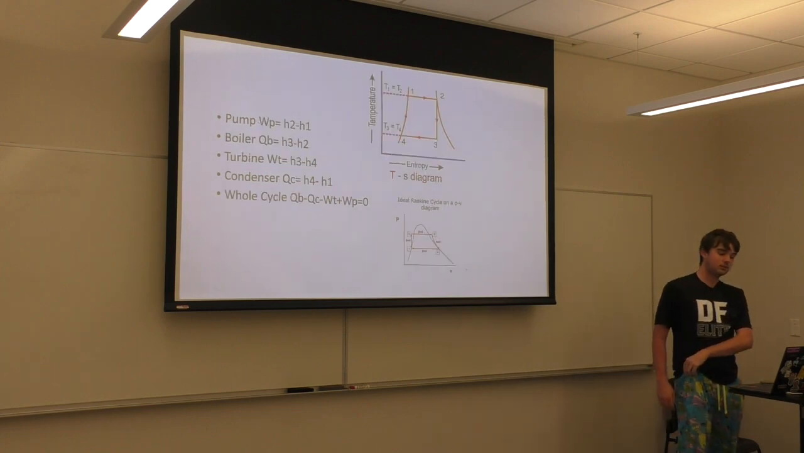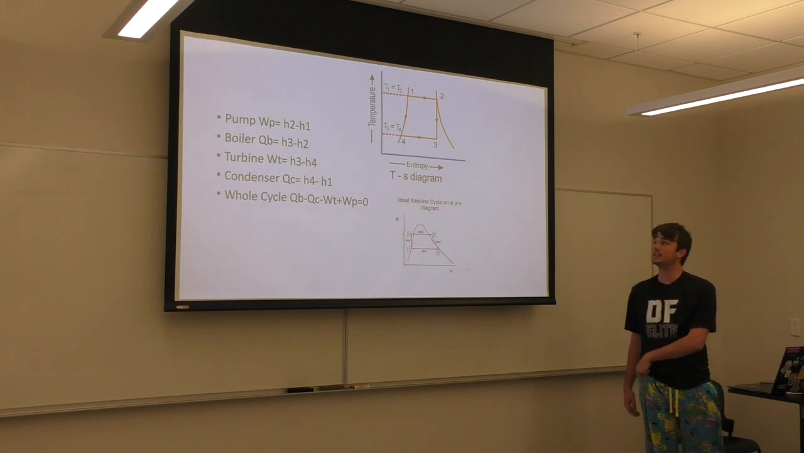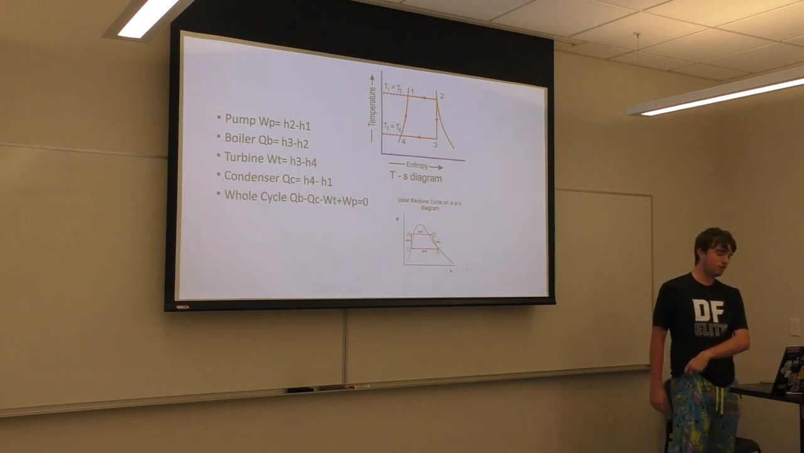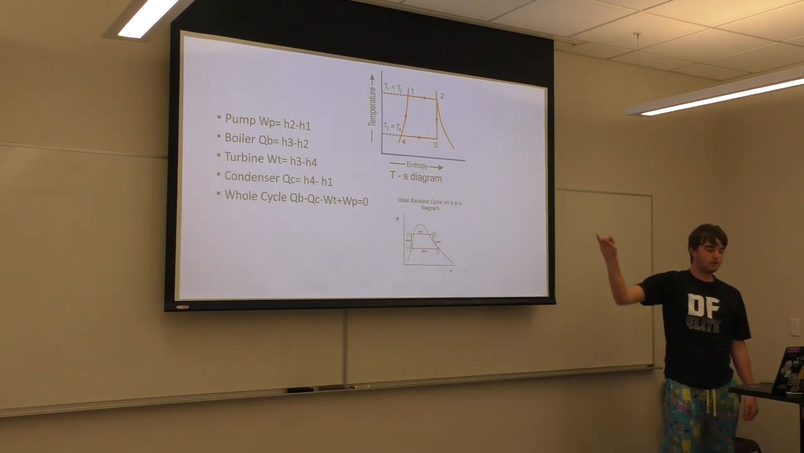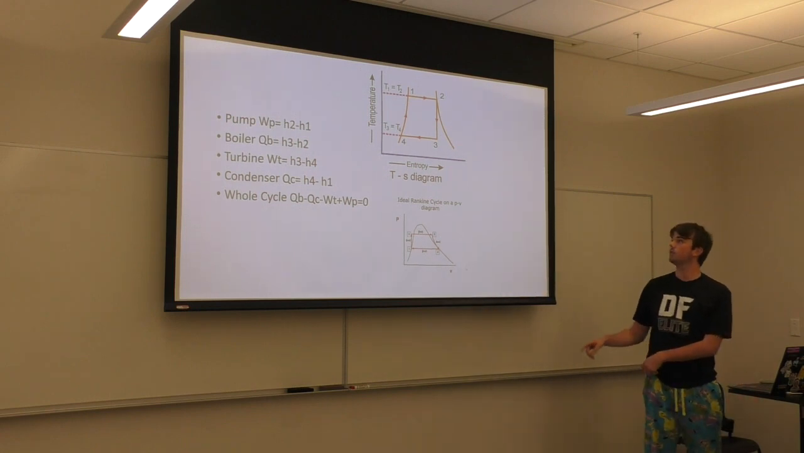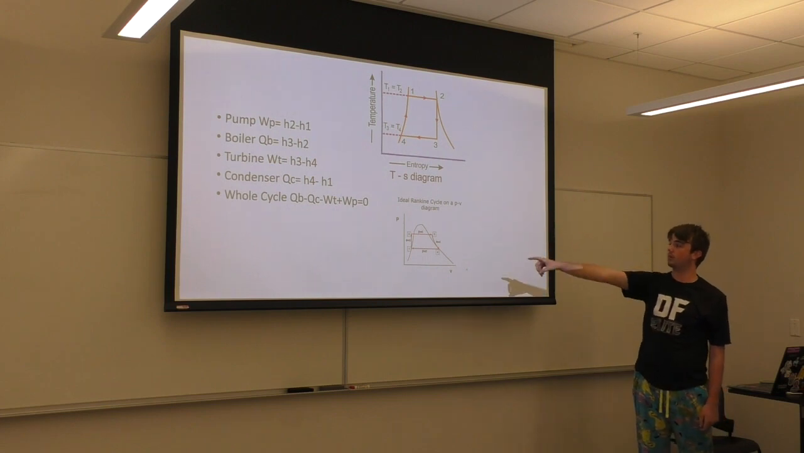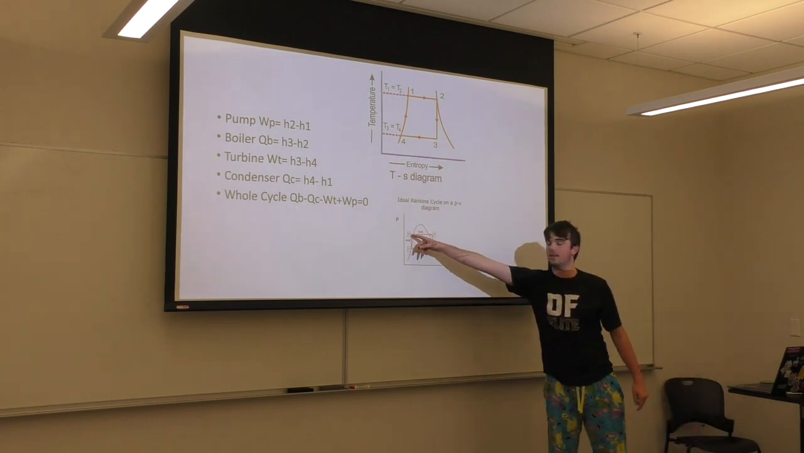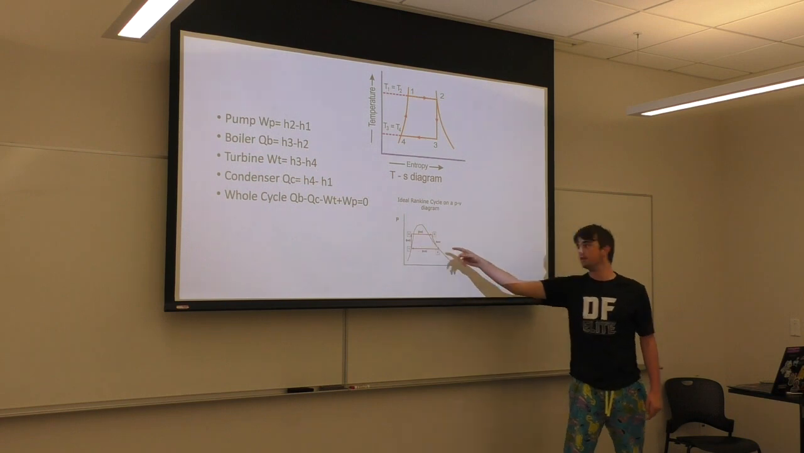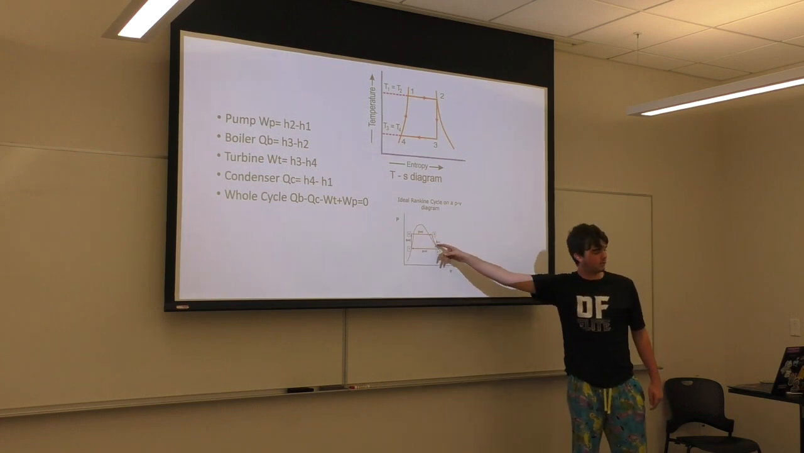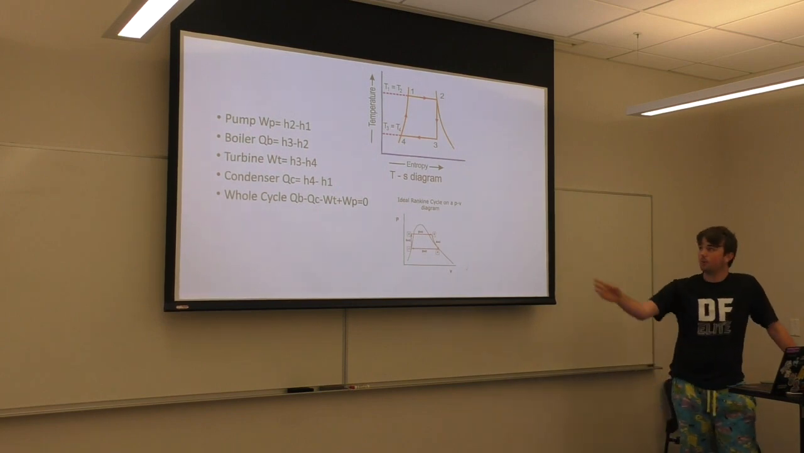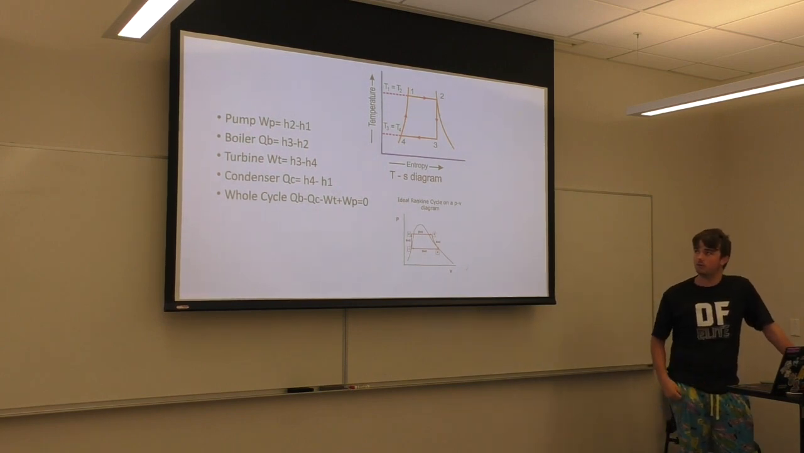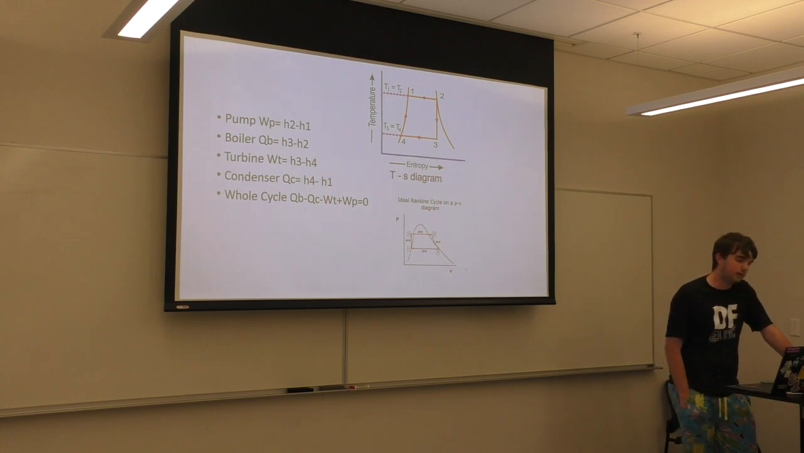So, some TS or PV diagrams: from the pump, that's work pump, it's H2 minus H1, from 1 to 2. And then this is the boiler from 2 to 3. And then here's the turbine, and then here's the condenser. You can see on the board what the equations are for each of them: the work pump, the boiler heat, the turbine work, and the condenser heat.